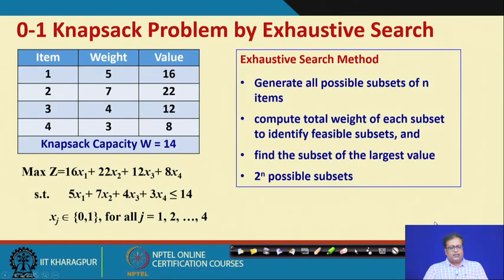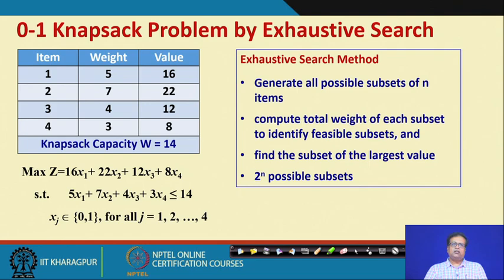So, let us say a 0-1 knapsack problem by exhaustive search. Let us say we have 4 items, item 1, item 2, item 3 and item 4, each with a weight and a value, and we need to maximize the value within a certain knapsack capacity. How do we go about it?